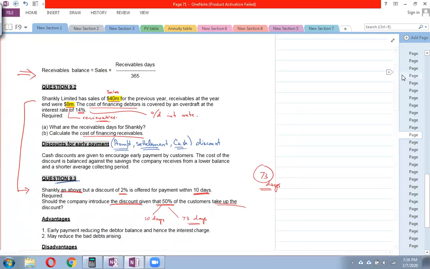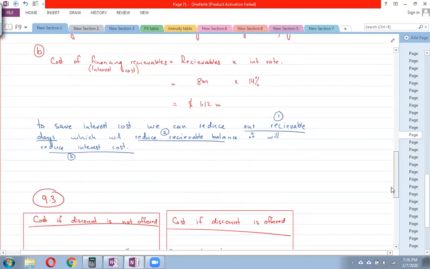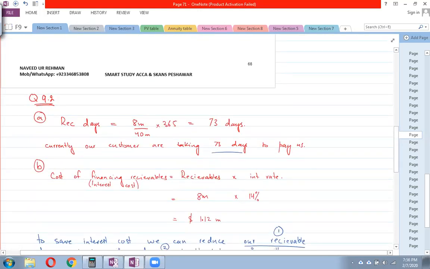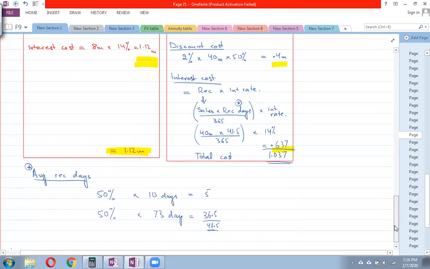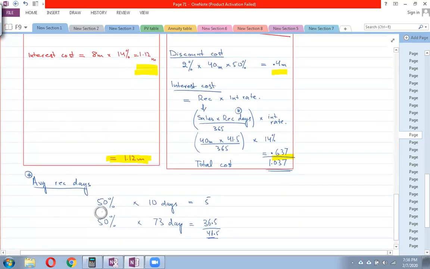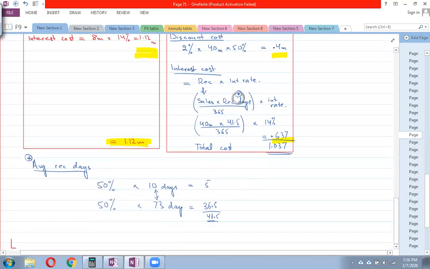This question is actually a continuation of the last question, isn't it? Previously, we said the receivable days was 73 days, so we are assuming 73 days in part A of 9.2, right? Now we are assuming that half of the customers will pay us in 10 days, but the other half will still pay us in 73 days. So we have to calculate the average receivable days. The average will be somewhere in between 10 and 73. So you calculate the average receivable days and then write it here.